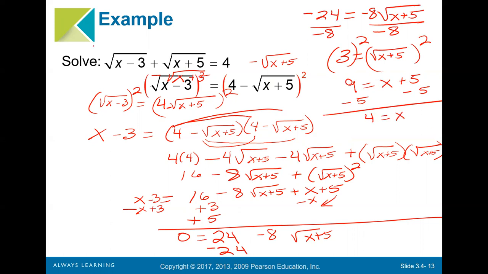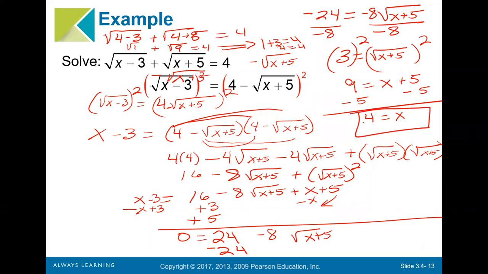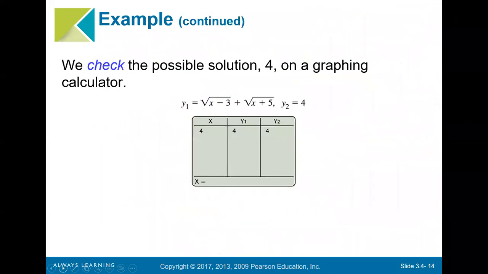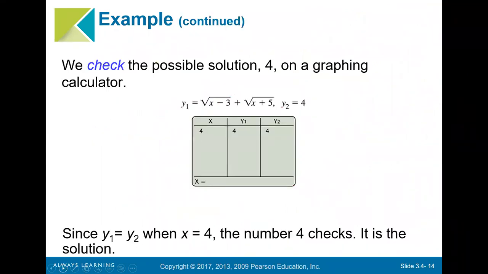Now to check if it's a true solution, we can plug it back in, right? So I have the square root of 4 minus 3 plus the square root of 4 plus 5, or 9. Is that equal to 4? Well, 4 minus 3 is 1, and the square root of 1 is 1. 4 plus 5 is 9, and the square root of 9 is 3. And yes, 1 plus 3 is 4. 4 does equal 4. So my true solution is x equals 4. And you can plot it on your graph and check it.